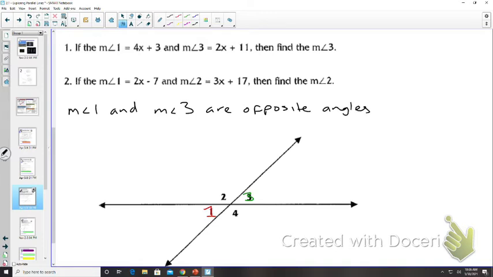And like you said, what do we know about opposite angles? They always equal each other, okay? So therefore, measure of angle 1 is equal to the measure of angle 3. So you guys should be following along, writing this down, okay?